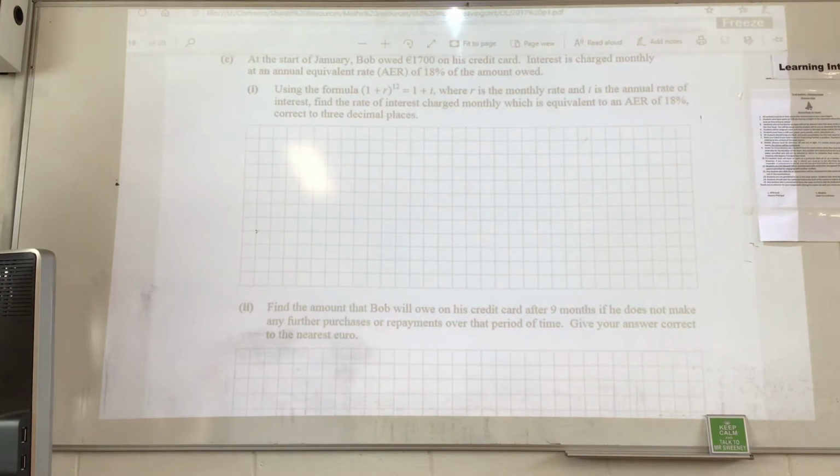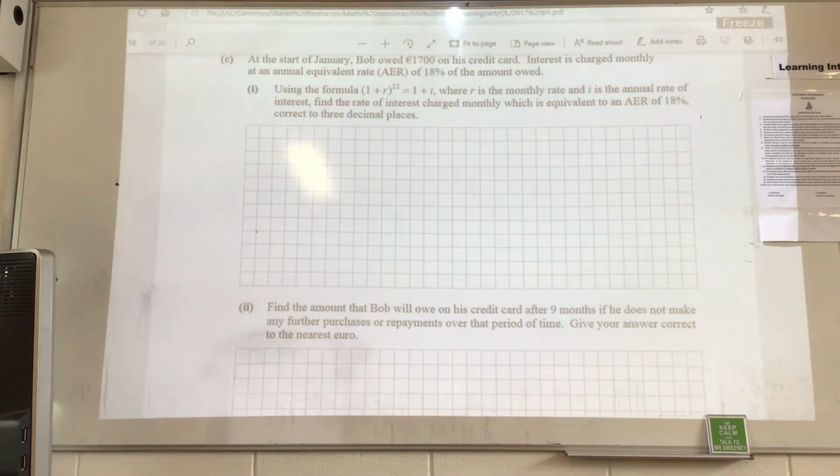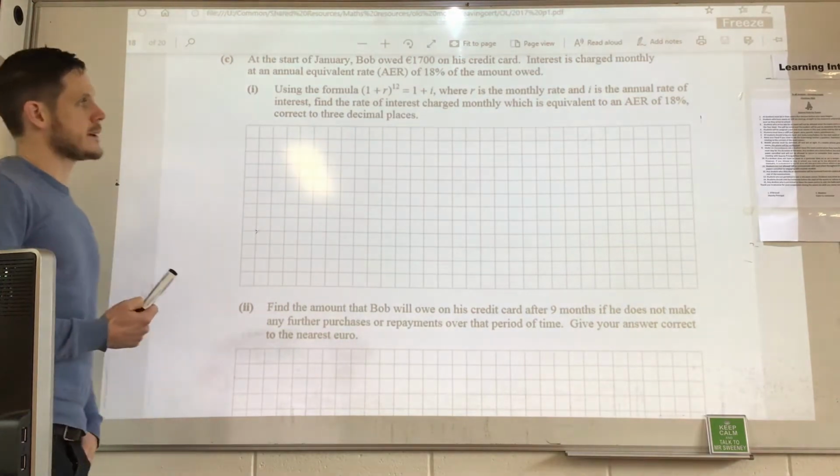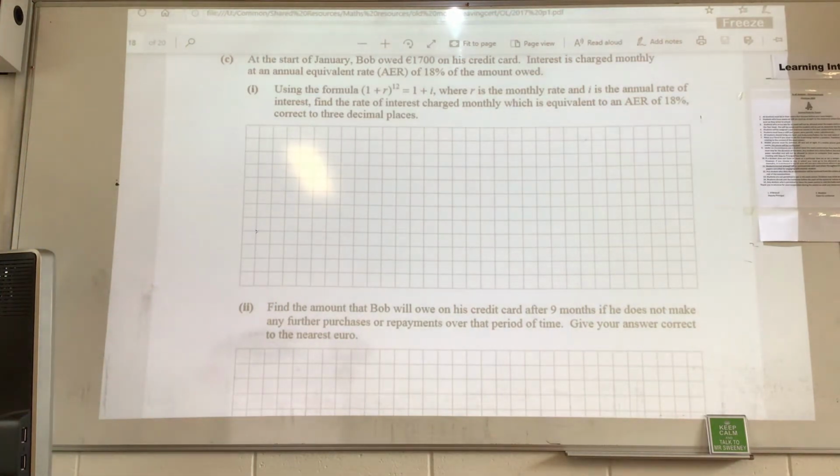And the annual equivalent rate is basically the money that you pay back when you borrow money or spend money on a credit card. So if you spend €1,000 on a credit card, you're going to have to pay back a little bit more than that to the banks. So it's about working out the percentage that you pay per month.